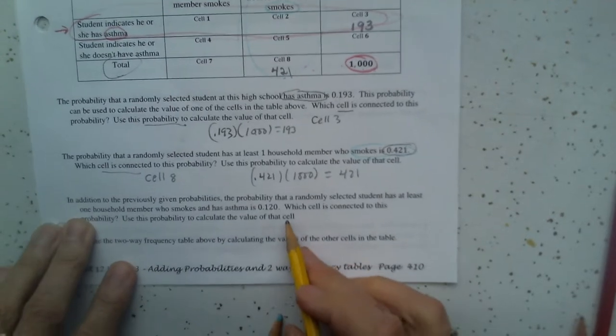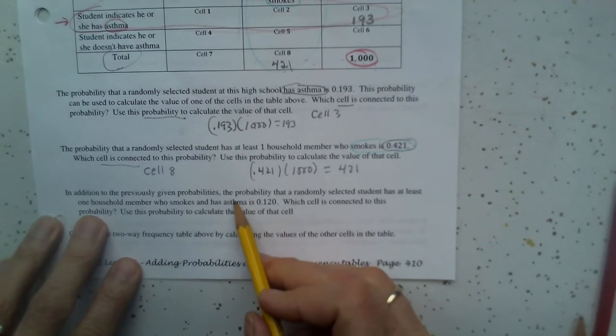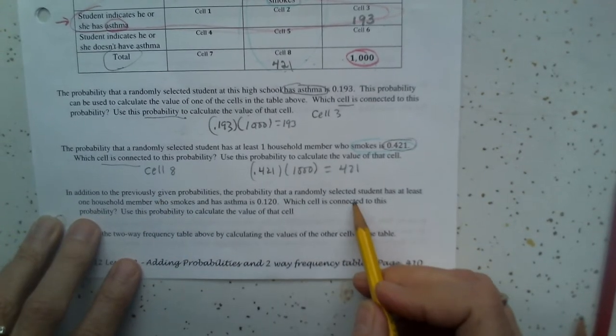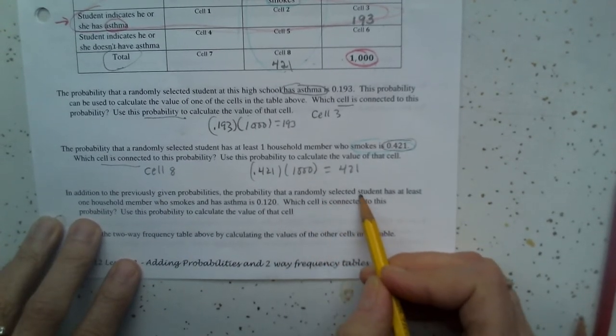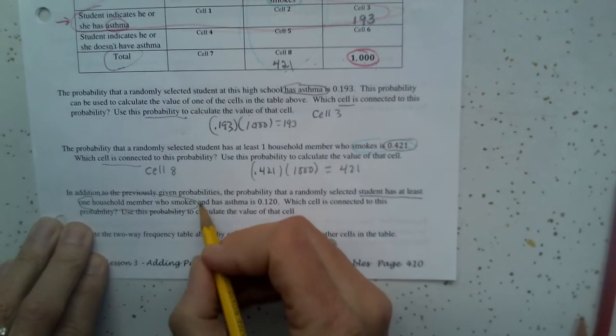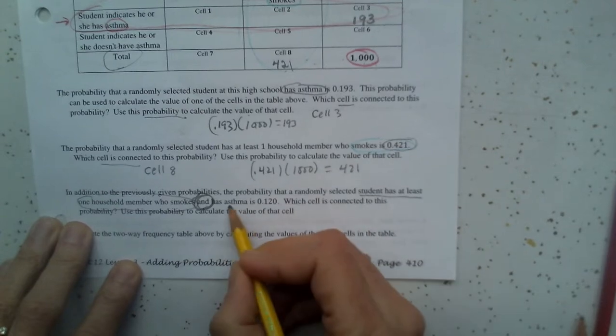So this is the later piece of information. Later on, we've got an additional probability that says that some student has at least one person who smokes and has asthma.